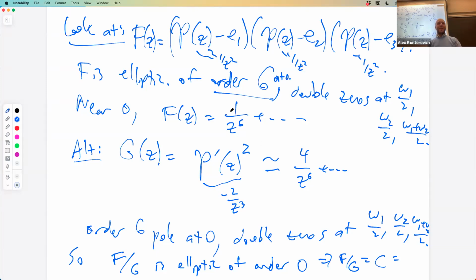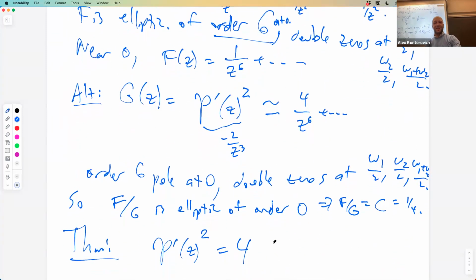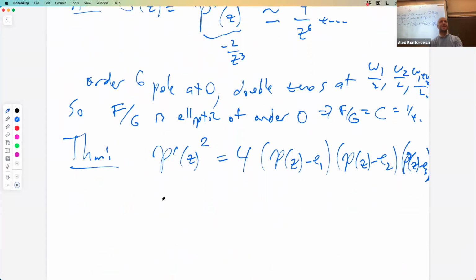What constant? Well, what's the leading term of f? 1 over z to the 6. What's the leading term of g? 4 over z to the 6. So f over g is a quarter. If I multiply by 4 and by g, we've proved this fantastic theorem: P prime of z squared, that's g, is equal to 4 times f, and f was P of z minus e1 times P of z minus e2 times P of z minus e3. And the ei are all distinct. We proved that before. What is this?